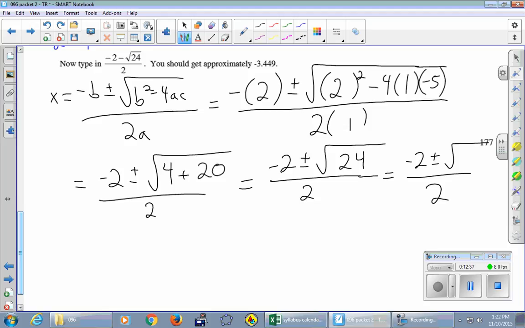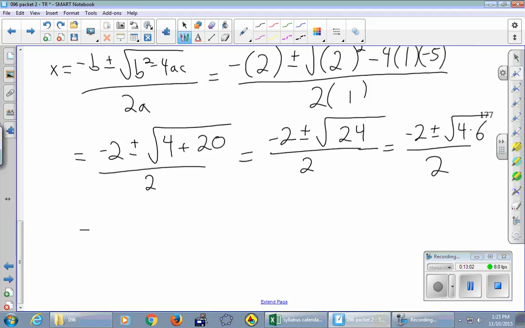24 is equal to lots of pairs of numbers multiplied, like 8 times 3. But the square root of 8 isn't helpful to me, and neither is the square root of 3. 4 is helpful to us, right? So 4 times, and then whatever's left over to make 24, 6. And then that square root of 4 comes outside as 2. Remember doing this? So I'm copying everything else.